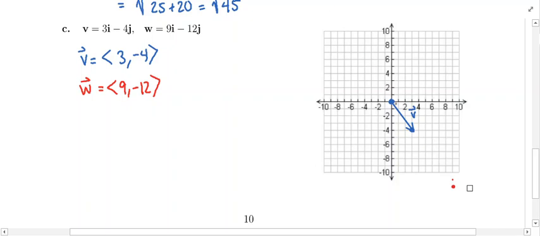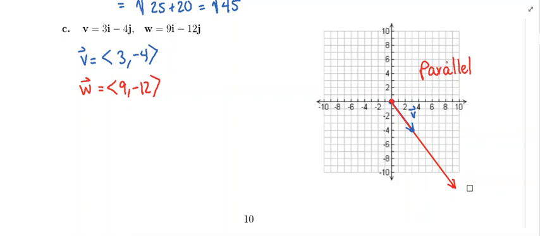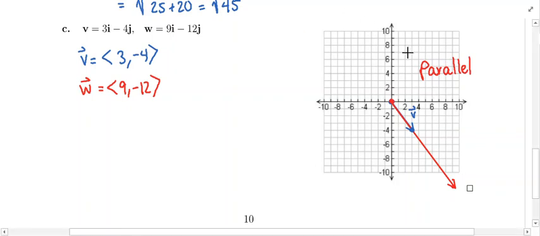This vector has an initial point at the origin, and its terminal point is at (9, -12), so that's going to be right here. You can pretty much tell from the graph that these are going to be parallel vectors. They lie on top of each other and clearly have the same direction. They don't have the same length, but they do lie on top of each other. The angle should be 0 degrees between them, but we need to make sure. So we do have to go through the process of finding the dot product, figuring out the magnitudes, and then applying the formula.